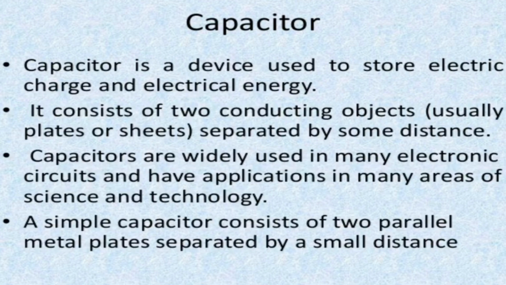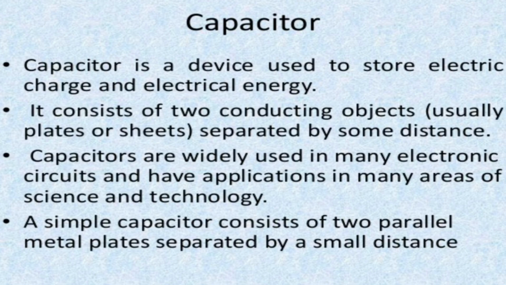A capacitor is a device used to store electric charge and electrical energy. Basically, a capacitor consists of two conducting objects separated by some distance, and there can be either air or any dielectric medium between the two conductors. So, a capacitor is a system of two conducting objects separated by a dielectric medium or air. That's what we mean by a capacitor.